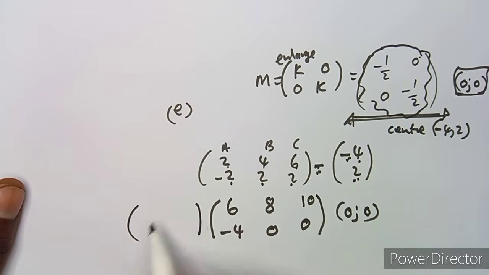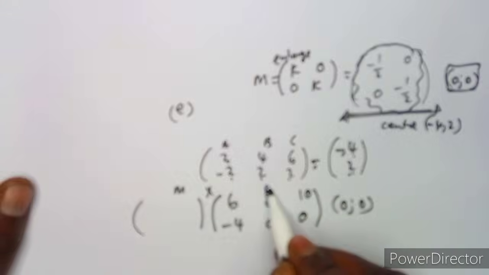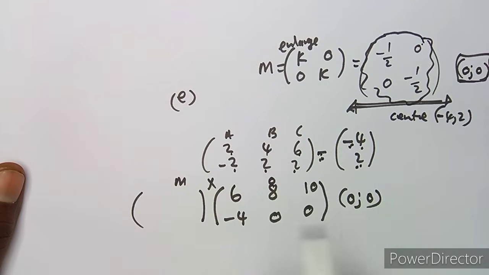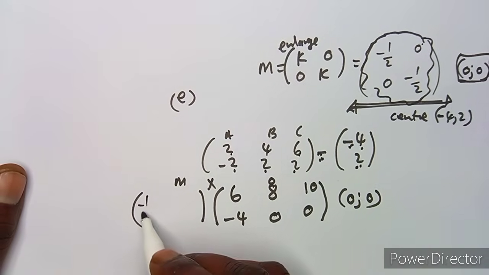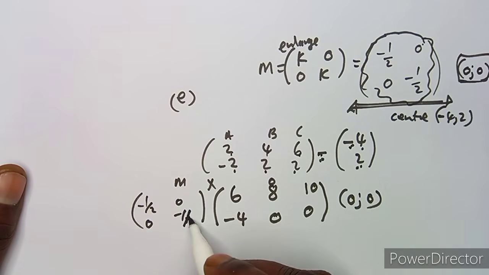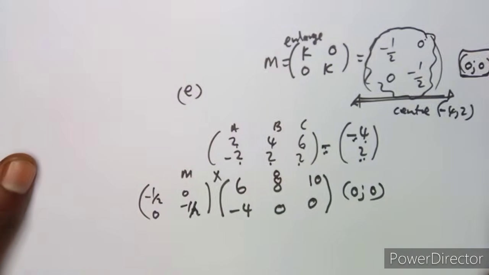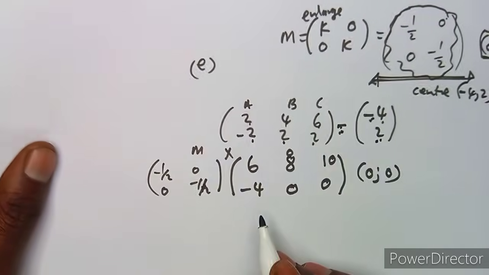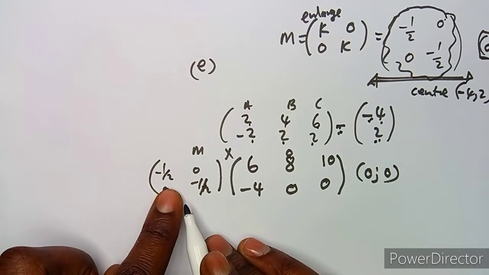So now I can apply this matrix, because it only operates when the center is at 0, 0. So I can now multiply matrix times object, so that I can have the image where my matrix is minus half, 0, 0, minus half. All right. So just like the previous part, guys, we have to multiply properly.